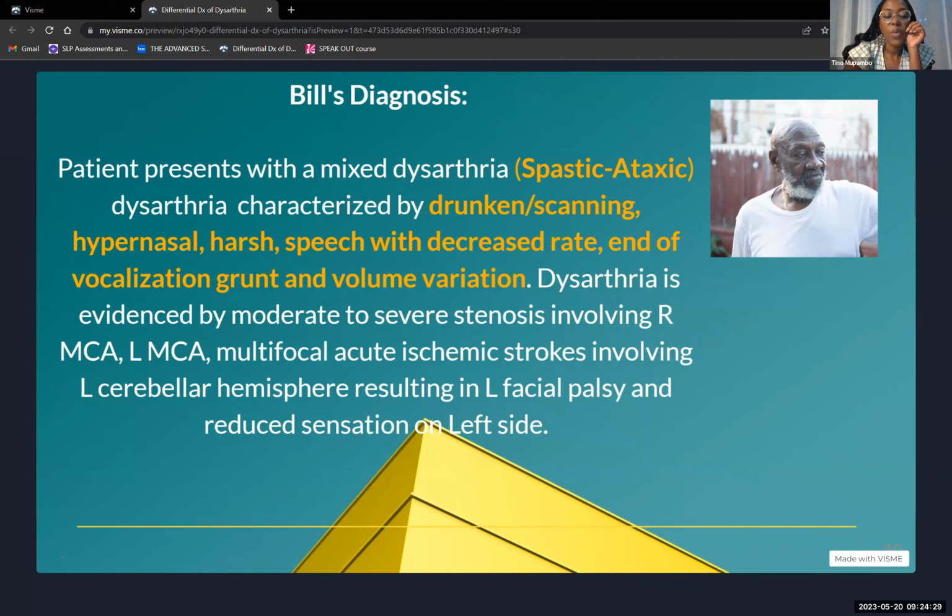So this is what we have as our results, okay? As we're looking at it, let's also make note of how we justify that. This dysarthria is evidenced by moderate to severe stenosis involving the RMCA and LMCA, and multifocal acute ischemic stroke involving the left cerebellar hemisphere, resulting in left facial palsy and reduced sensation on the left side. Obviously sensation isn't as pertinent to us because it's a motor speech thing. It's about the motor and what's happening motor-wise. So that's how we would write this, and that's how we would diagnose him.